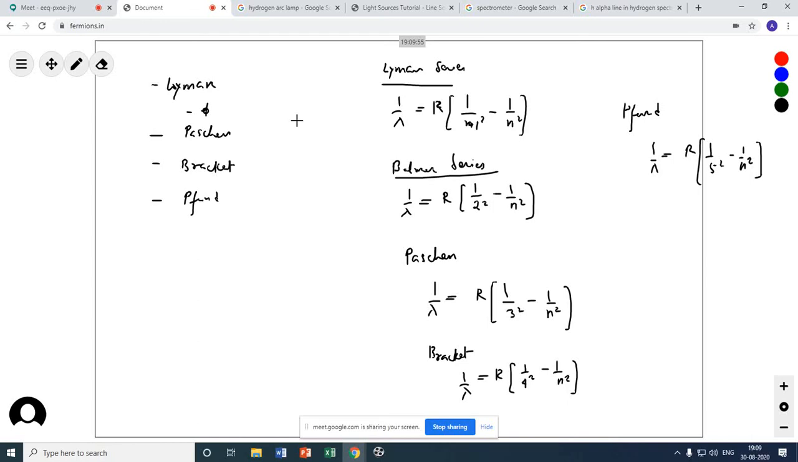Then I'll keep it up to this far. Understand? So next class, one more class I will take to finish this chapter. Only Bohr's atomic model is left, and one or two numericals. Okay then. Thank you, sir.